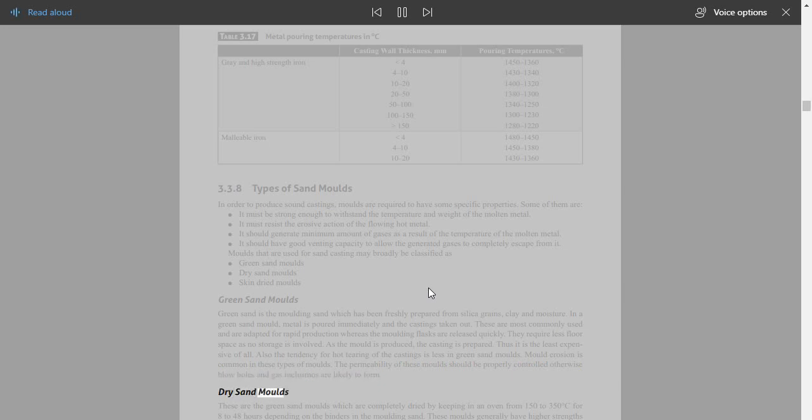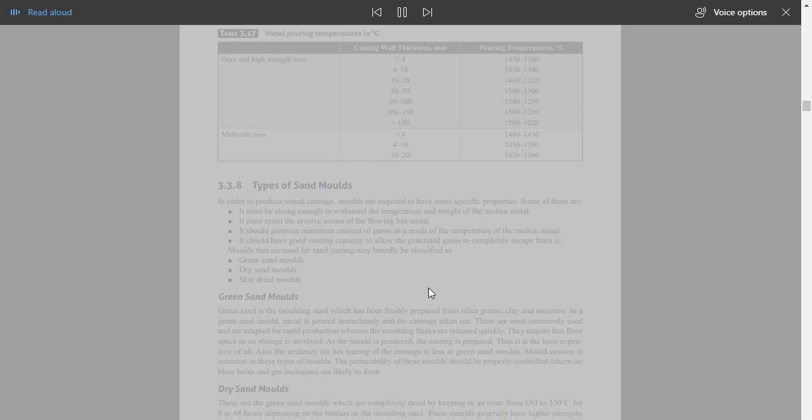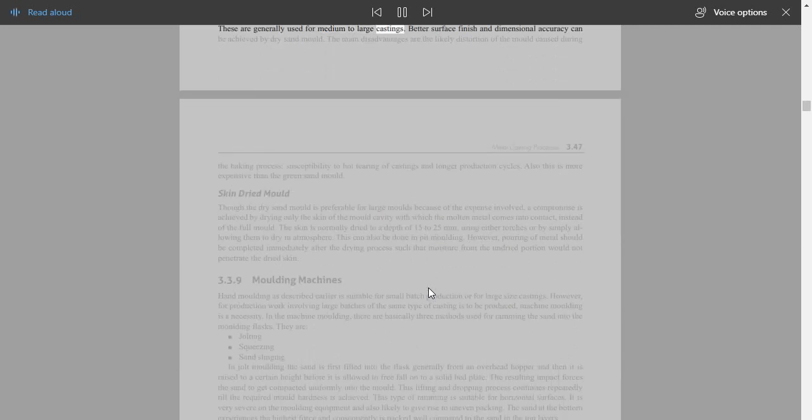Dry sand molds. These are the green sand molds which are completely dried by keeping in an oven from 150 to 350 degrees Celsius for 8 to 48 hours, depending on the binders in the molding sand. These molds generally have higher strengths than the green sand mold and are preferred because they are less likely to be damaged during handling. These are generally used for medium to large castings. Better surface finish and dimensional accuracy can be achieved by dry sand mold.